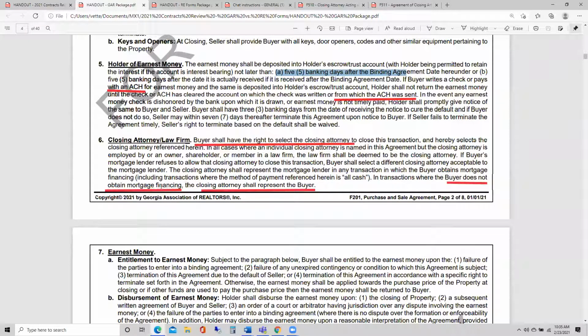If there is no lender financing, no mortgage financing, then the GAR contract package says the closing attorney shall represent the buyer.